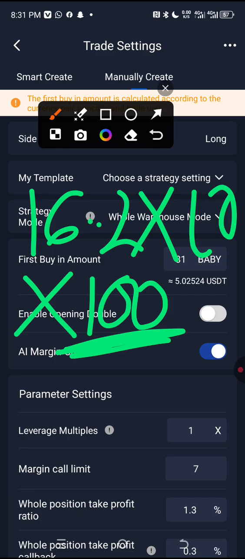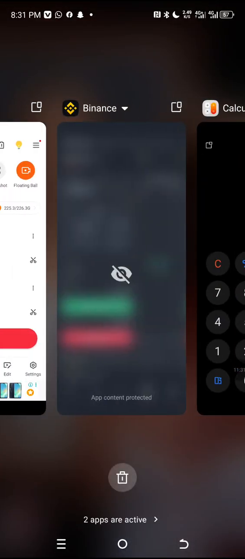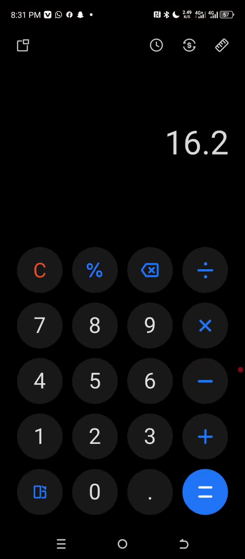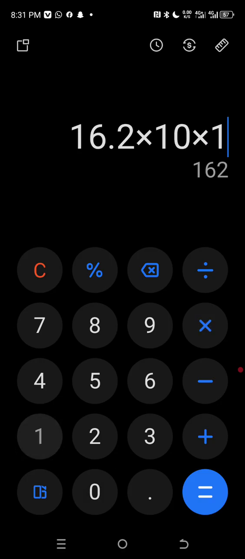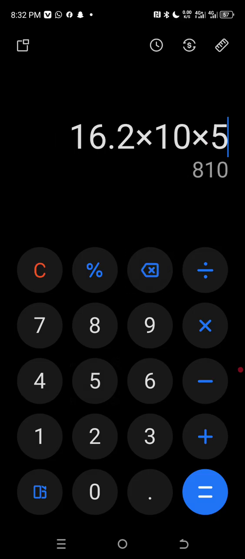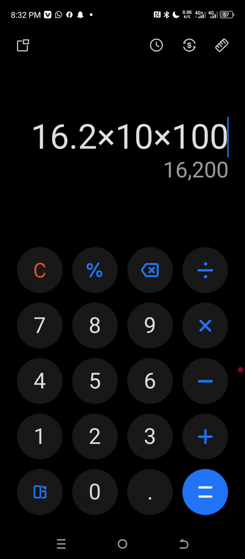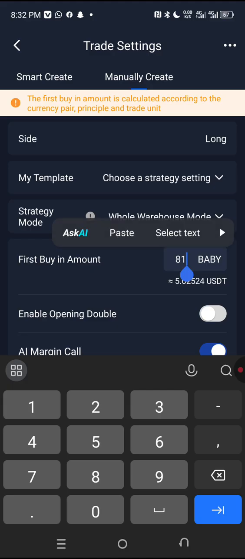So I'm going to go to my calculator again and get these calculations. We've said 16.2, the answer we got, times the leverage we're going to use, times the amount of money I want to invest in that coin. It can be $10, it can be $5, it can be $30, it can be 50. Whatever amount you want to use is what you keep changing here. You see? So me, I want to use 100. So I'm going to put 16,200. 16,200 is the amount I'm going to put here to get what we call the position amount.